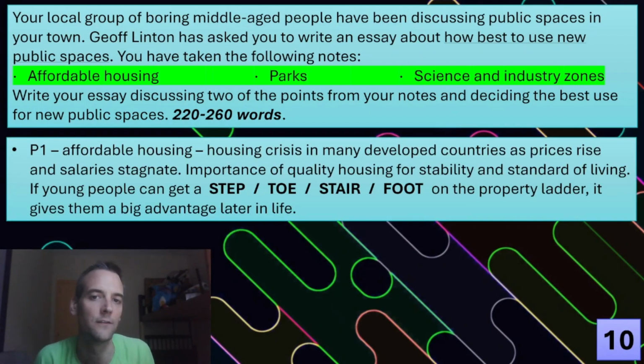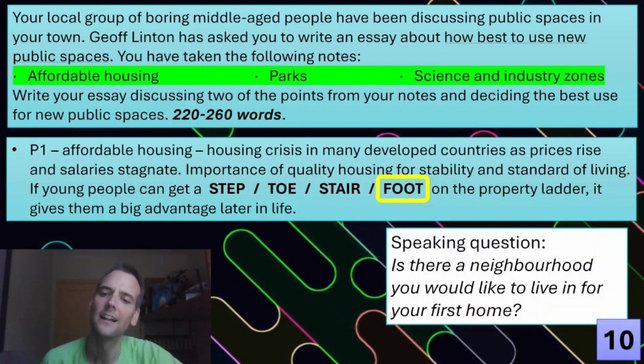And we might talk about affordable housing and housing crises, and the importance of quality housing and getting your foot on the property ladder. A nice expression that means buying a house. You get your foot on the property ladder. And what about you? Do you have a neighborhood in mind for your first home? Are you happy in your neighborhood, or would you move to a different one, and why? And we can talk about these kind of questions.